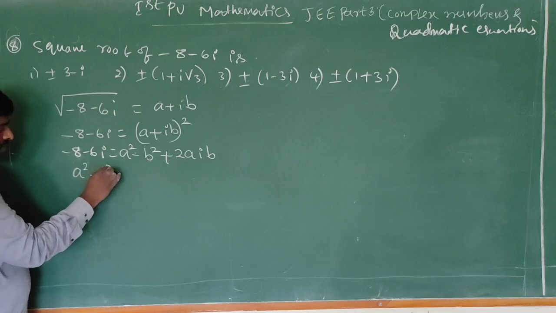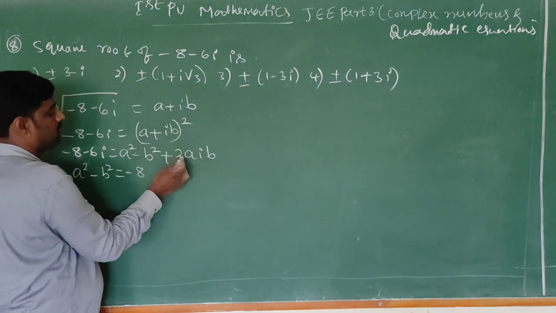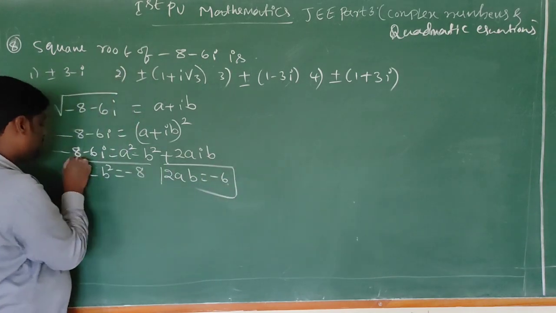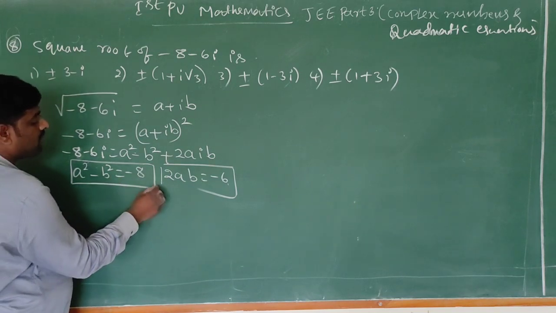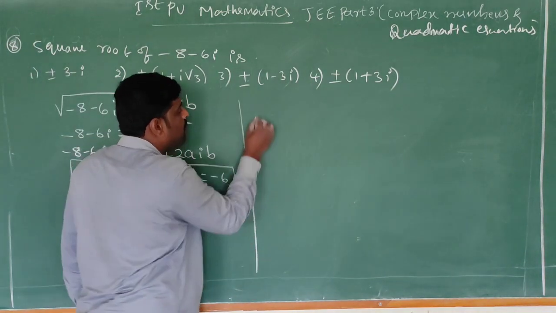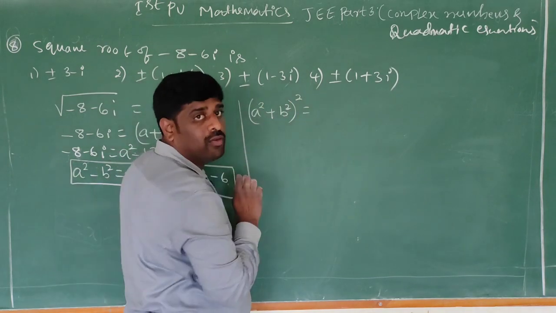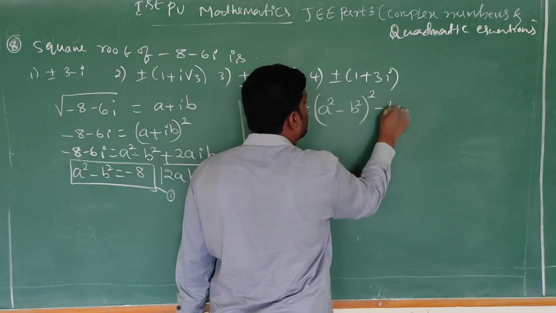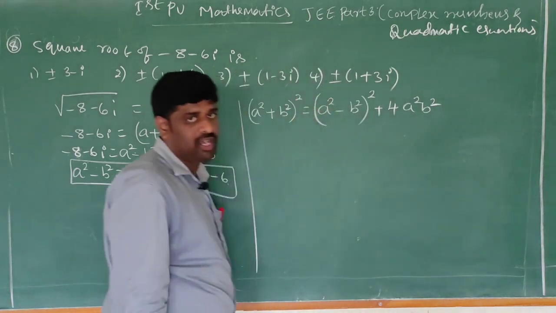a square minus b square is equal to minus 8. 2ab is equal to minus 6. Separate the real part and imaginary part. So this a square minus b square equal to minus 8, put this in equation number 1. Now we have one formula: a square plus b square whole square equals a square minus b square whole square plus 4a square b square.